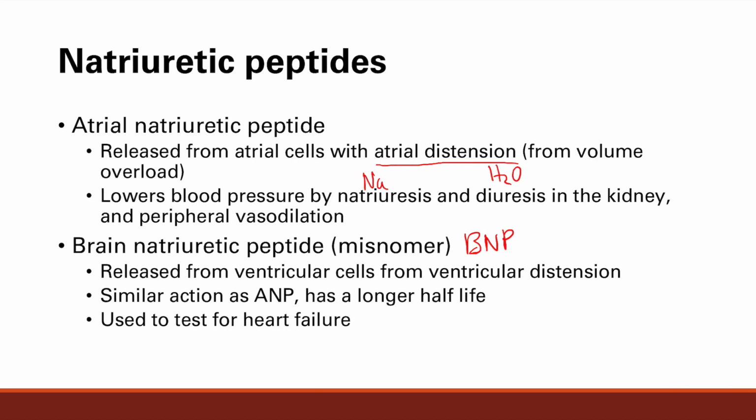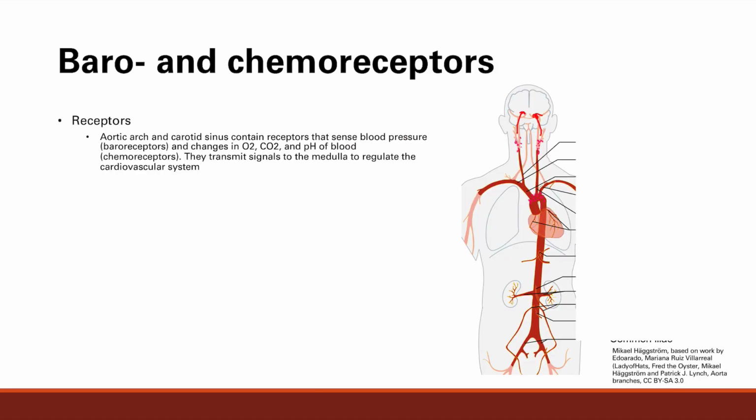The other thing to note is it has a longer half-life. And in heart failure, the key thing is that heart failure is basically when your heart is failing to pump. When it's not pumping well, you're going to have a lot of extra fluid, and that extra fluid is going to cause release of both ANP and BNP. And so BNP is a great test for heart failure because it's going to be elevated in heart failure.